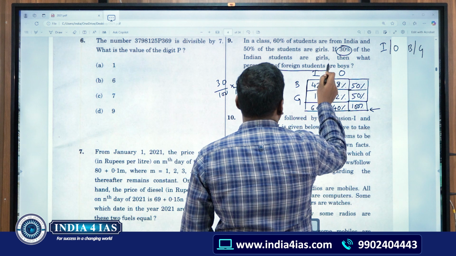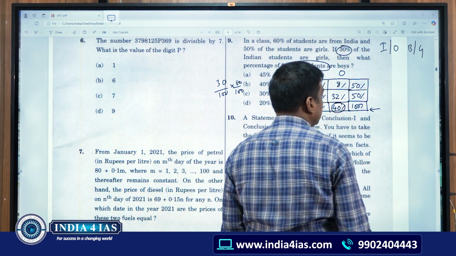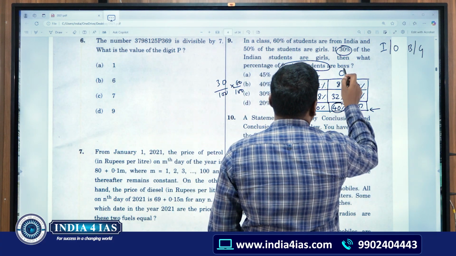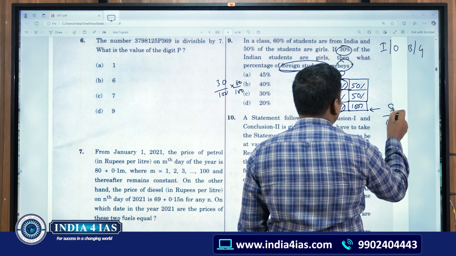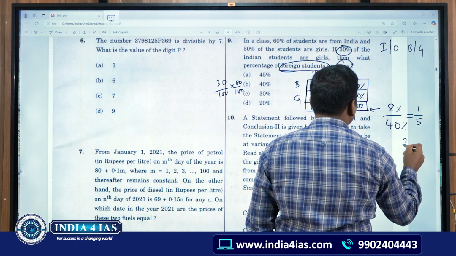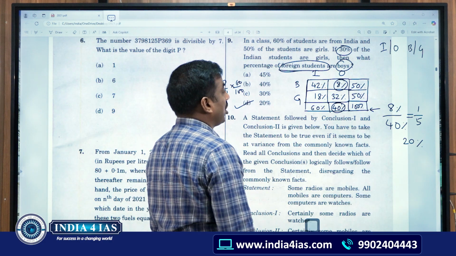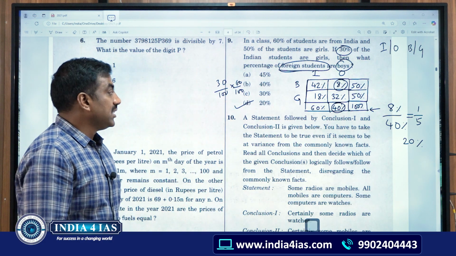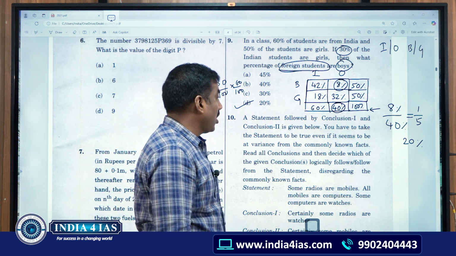Then what percentage of foreign students are boys? Total foreign students are 40%. Then how many of them are boys? Boys are only 8%. Out of 40%, boys are 8%. So 8 by 40 is 1 by 5, and 1 by 5 is nothing but 20%. So 20% of the foreigners are boys.